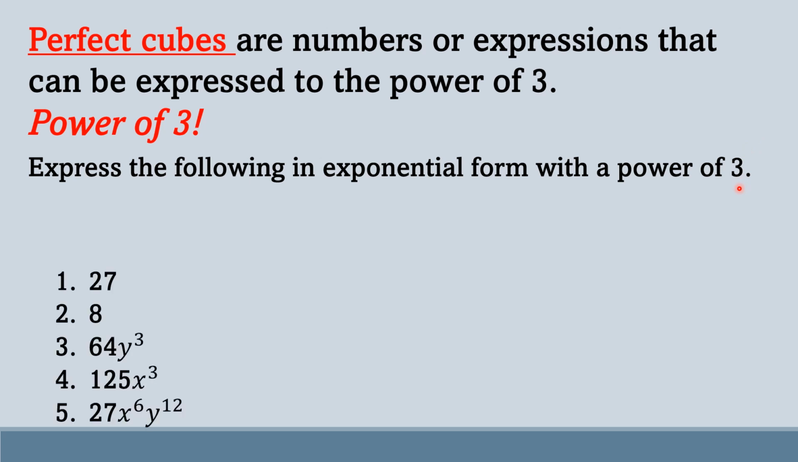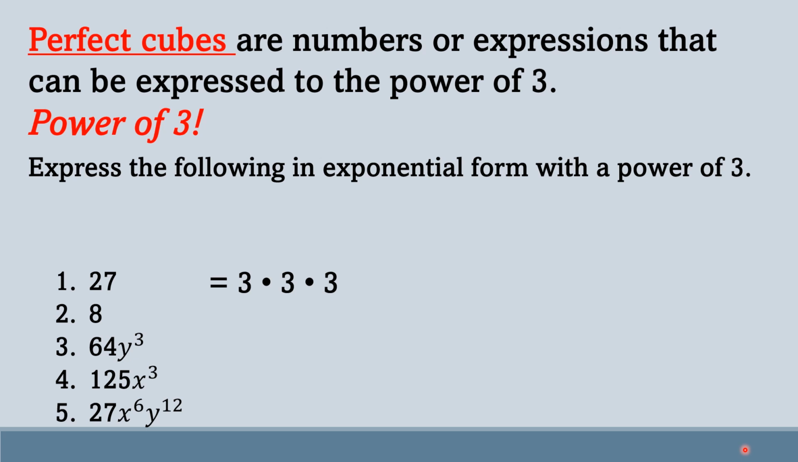Number 1 is 27. So how are we going to determine whether 27 is a perfect cube or not? Think of a number that if we are going to multiply 3 times by itself, the result is 27. That number is 3. So 27, the cube root of that is 3. Because if we are going to multiply 3 times by itself, the result is 27.